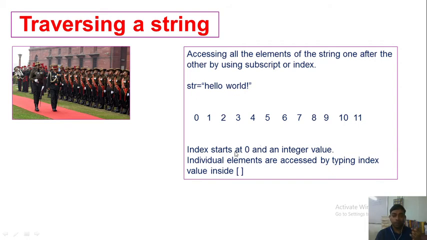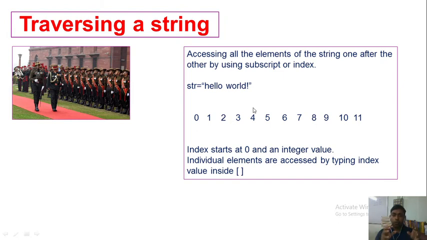Okay, yeah. Index starts at 0 and is an integer value. Of course, index will be an integer value: 0, 1, 2, 3. Okay, then individual elements are accessed by typing the index value inside square brackets. We'll be seeing it. Yeah. So this is what actually the traversal operation is. Traversal means visiting each element one after other.